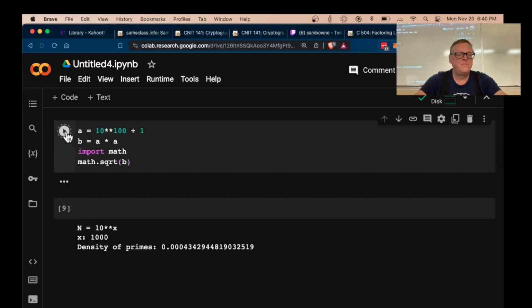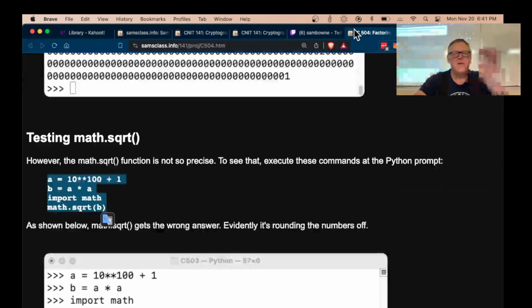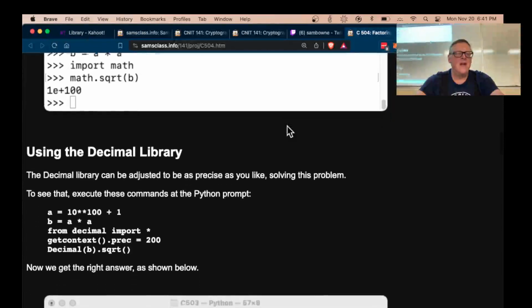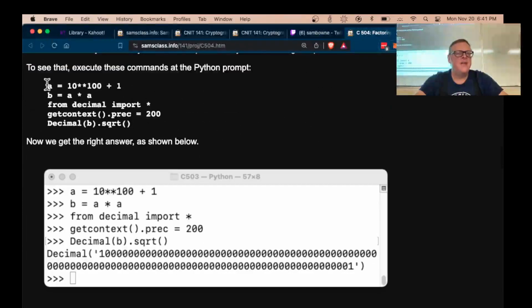The square root is 10 to the 100, which is wrong. It's 10 to the 100 plus 1, and not just 10 to the 100. It didn't keep enough places to get it accurate. So that's a problem. What you have to do to fix that is use the decimal library.